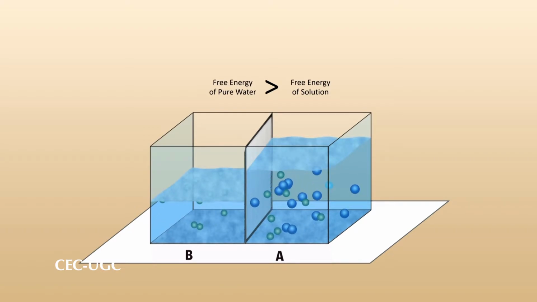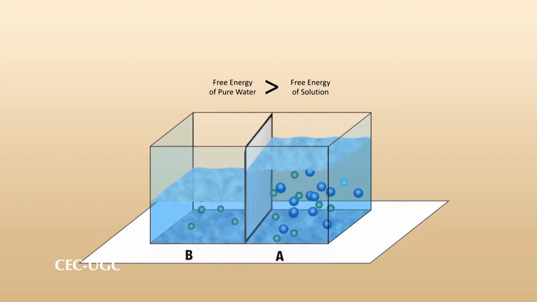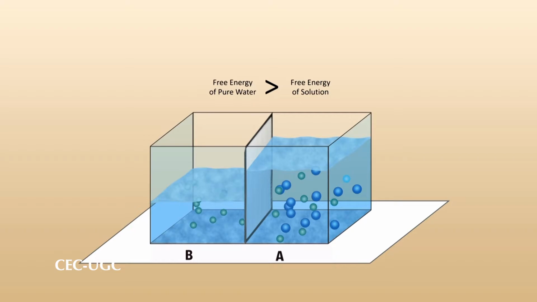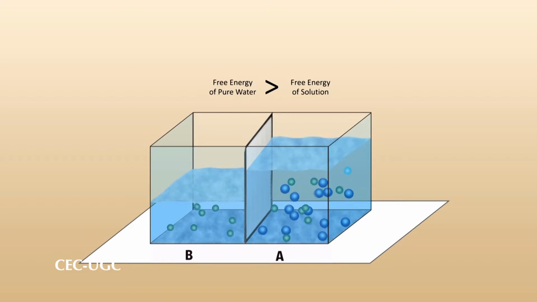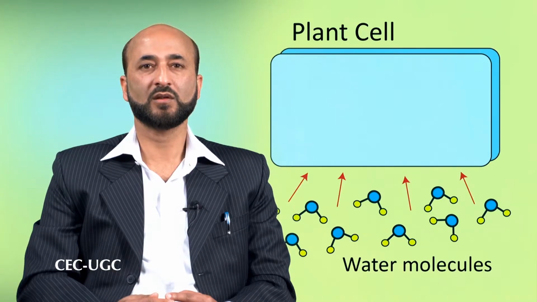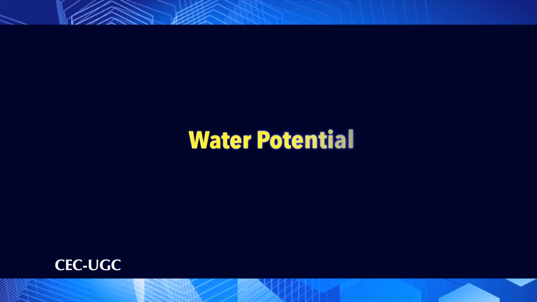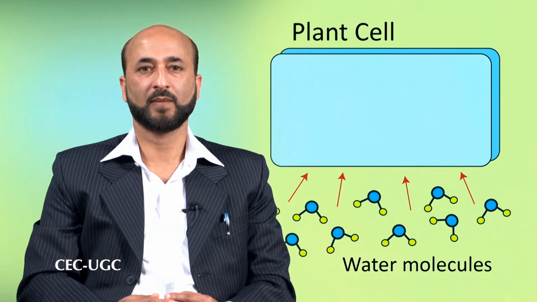The free energy of pure water, that is chamber B, is greater than the free energy of water in the solution, that is chamber A. Therefore, water will move in response to free energy gradient from chamber B to A till equilibrium is reached. It is not the free energy per se, but the free energy of water per unit volume, called water potential, that is actually the driving force for osmosis.